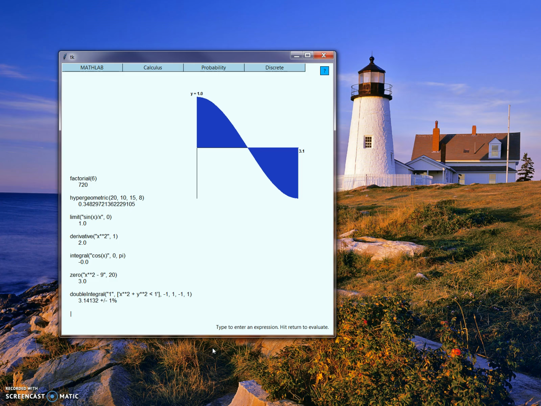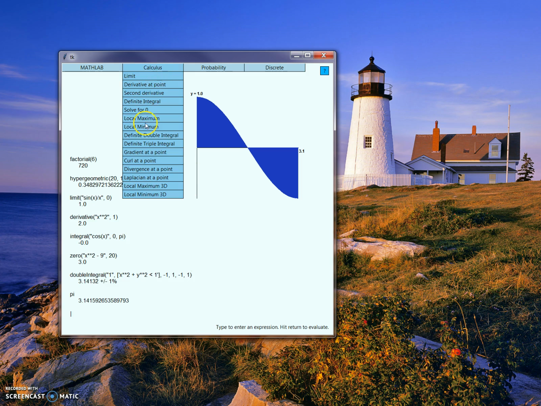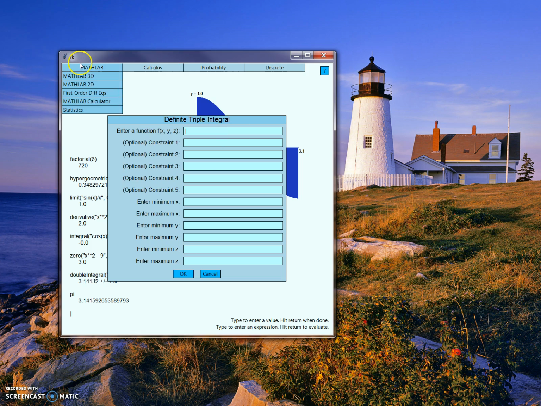and we're going to find that this double integral, our area of a unit circle, is approximately pi, and we find that this numerical approximation method actually gets very close. We get 3.1413, and pi is actually 3.14159. So let's try some different functions here. The definite triple integral works in a similar way as the definite double integral did.